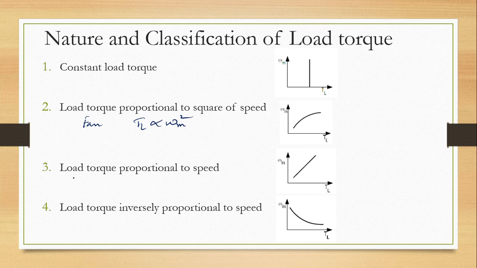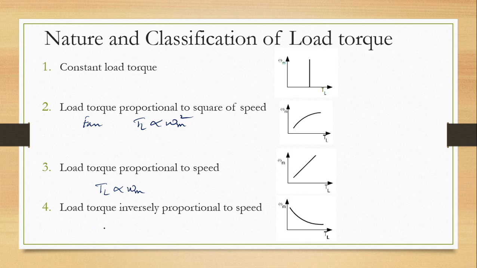The next one is not very common. You have the load torque proportional to speed. Now in this particular load torque, you can see the load torque is proportional to the speed. One of the examples is a separately excited generator, which is a DC generator, which is connected to a constant load resistance. It's not very common.